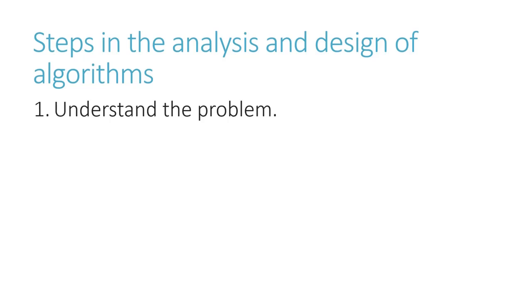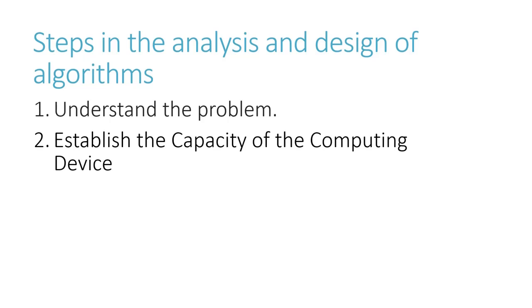The second step is to establish the capacity of the computing device. The computing devices that we are referring to are technologies that can process or interpret a set of digital instructions or programs. For example, computer, laptop, smartphone, etc. Sequential algorithms are algorithms that work on machines which execute instructions one by one. Other algorithms are designed to run some of the instructions simultaneously or concurrently. We call these algorithms parallel algorithms.